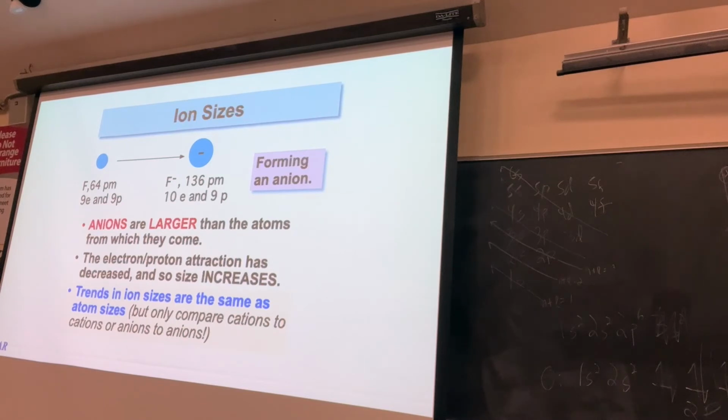But I wouldn't ask you, is potassium K plus bigger than chloride, Cl minus? Because anions are automatically bigger than the atoms they came from, and cations are smaller. So that would be a disconnect for this kind of conversation. But if you're comparing anions to anions, or cations to cations, then all these rules still apply, left and down, and you're good to go. Questions?